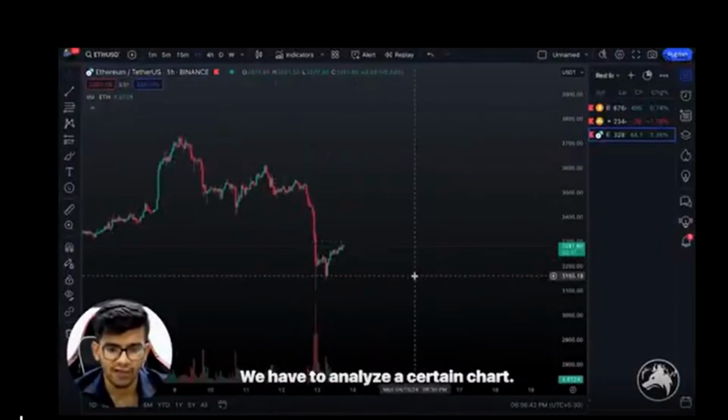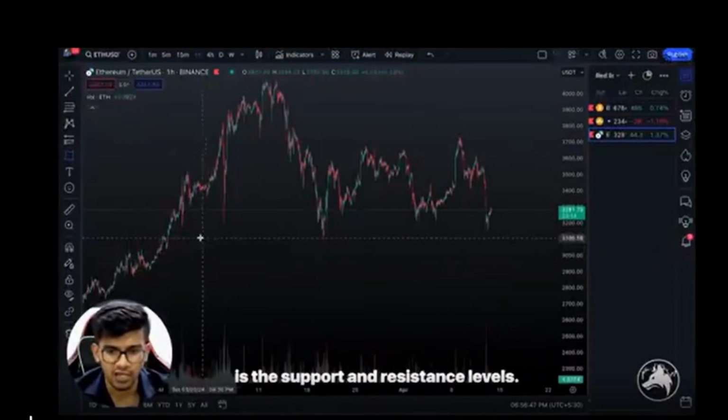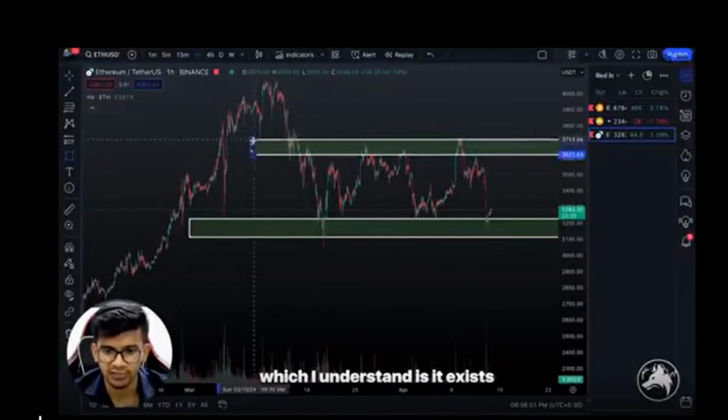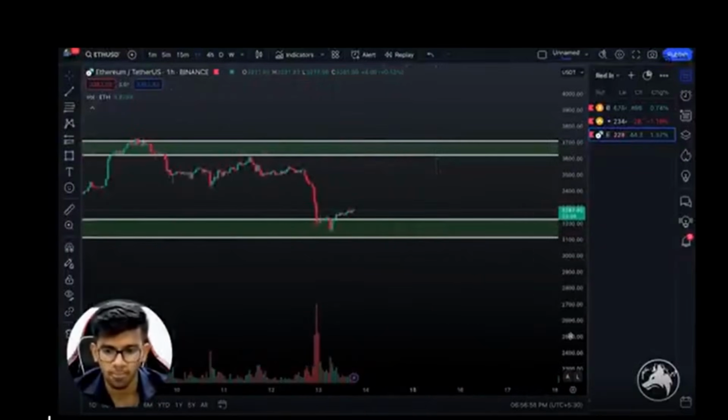And we have to read a certain chart, we have to analyze a certain chart. The very first thing that I look at is the support and the resistance levels. So this is a support level which I understand it exists. This is a resistance level which I understand it exists. Then let's try to read the charts.